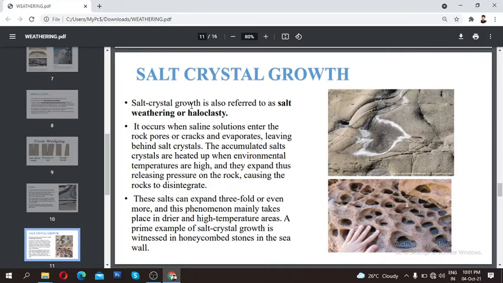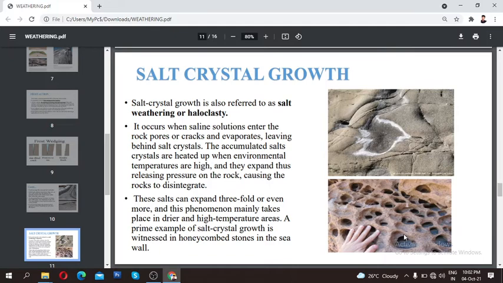It occurs when saline solution enters the rock pores or cracks and evaporates, leaving behind salt crystals. It's a very simple concept. In the second image you can see various cracks and fissures in the rock. When salt water enters these fissures, cracks or vesicles, whatever it may be, they will be completely filled with salt water. Then evaporation takes place. After evaporation, as we know, the salt crystals remain in these fissures.